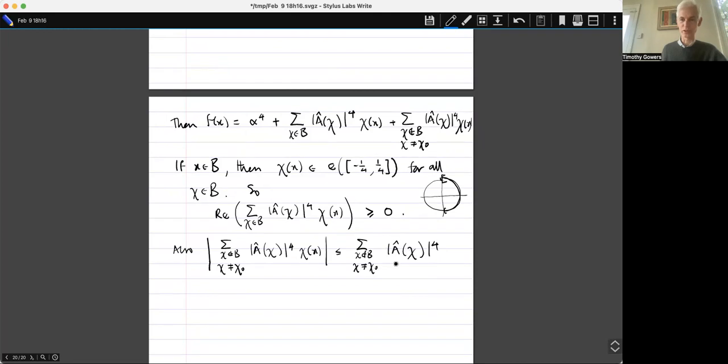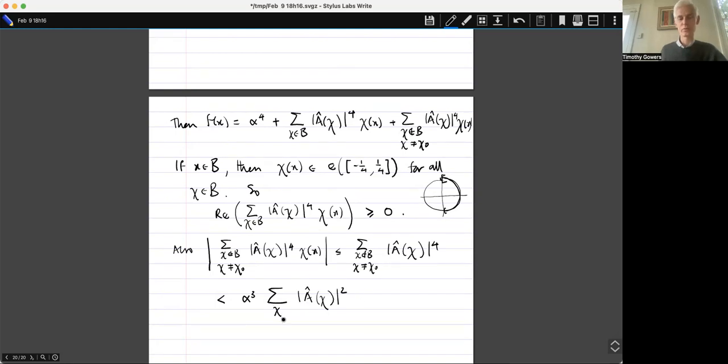So what is the biggest that any one of these things could be? Or let's forget the 4th power. What's the biggest that any one of these Â(χ)'s could be? It's strictly less than α to the 3/2, because that was, again, how we defined the Bohr set. The Bohr set was a set of things that were at least as big as α to the 3/2. So I'm going to say that the square of this thing is less than α cubed, and then the rest is at most the sum of all |Â(χ)|².